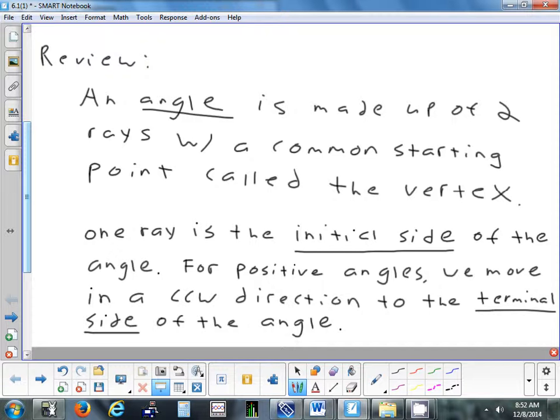Okay, and the way you figure out which side is initial and which side is terminal is we move in a counterclockwise direction, starting at the initial side, going towards the terminal side. We're also going to come up with a way to draw an angle where we always put the initial side in a certain spot, so that it makes it really easy to figure out.